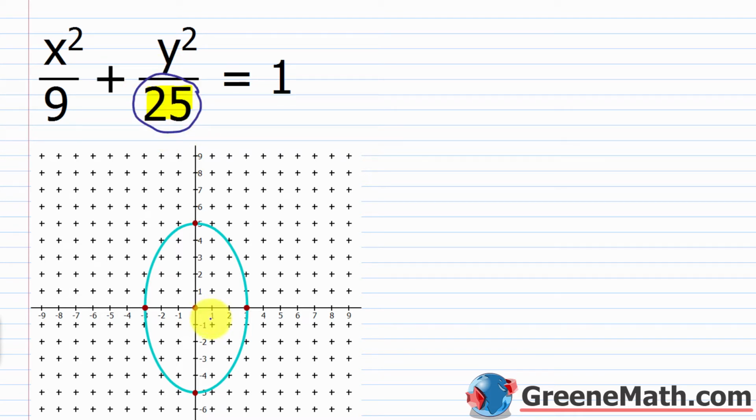I want you to notice something real quick. Let's say I told you we wanted to find the y-intercepts here. How would we do that? Well, we'd plug in a 0 for x, so this would go away. I'd have y squared over 25 equals 1. That's easy to solve. I can multiply both sides of the equation by 25 and get y squared equals 25. Then I'll take the square root of both sides, plus or minus. So y is equal to plus or minus 5.